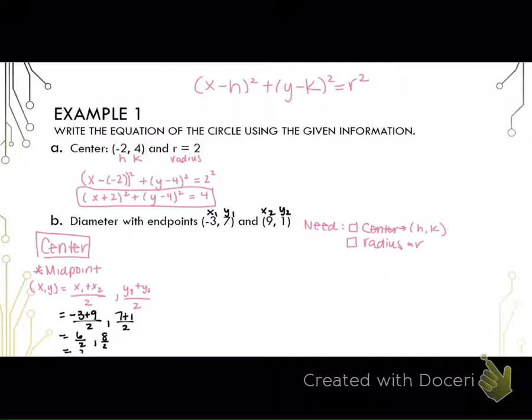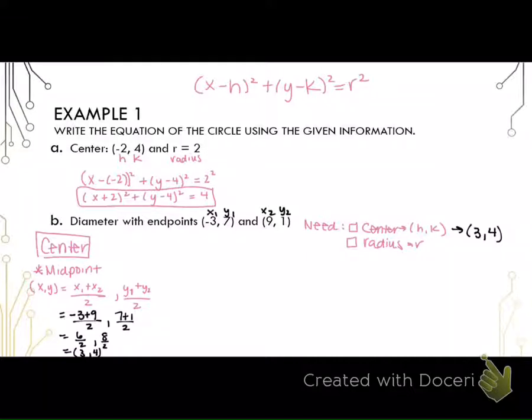So I got 3, 4. Did anybody else get 3, 4? Okay. So we now have our center (h, k) at 3, 4. So that part is good. What else do we need? We need our radius.